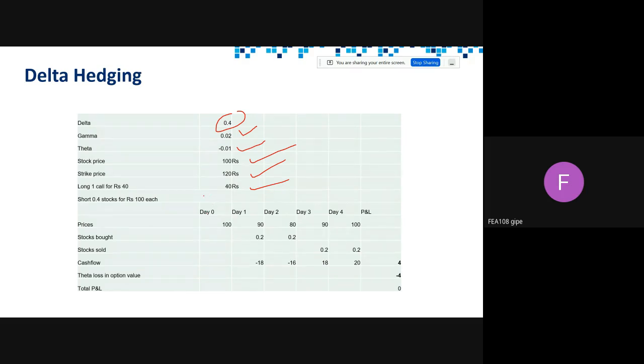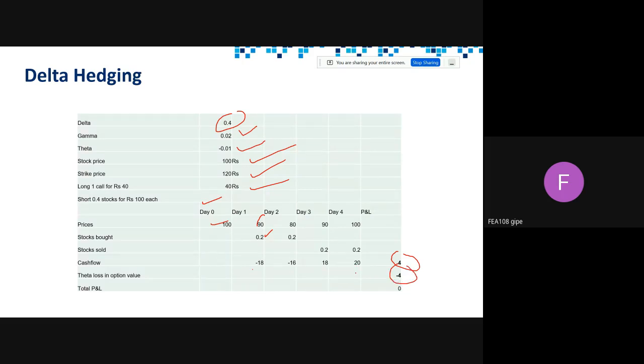So check the cash flow. On day 0, 100 is the price, and the P&L is nothing. On day 1, assume that the price goes to 90. Then you have to buy the stocks. So this is what you get, and the net cash flow is this, because there's a value for the option also. You go to day 2, day 3, day 4, and you get the net P&L across time as 4 and minus 4, which is 0.